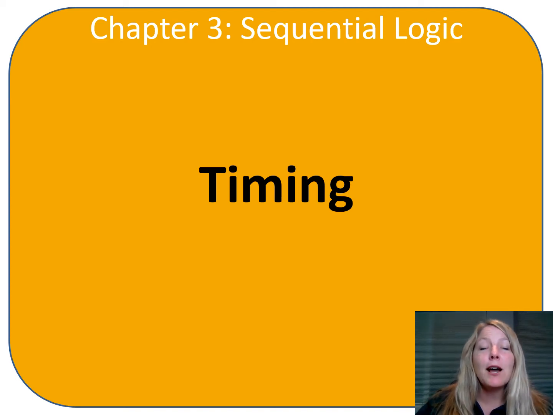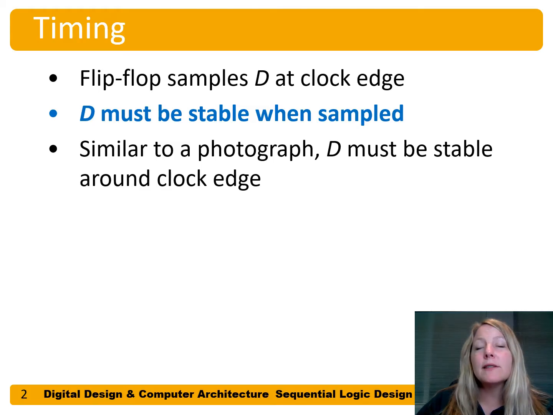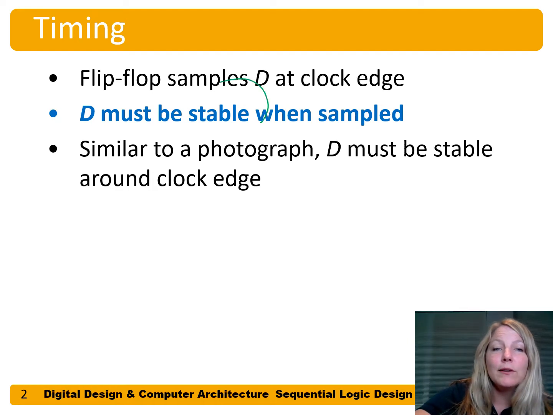Let's talk about timing. How fast can our clock run for a sequential circuit? The timing of a sequential circuit depends on the flip-flop timing and the combinational logic between the flip-flops. A flip-flop samples D at the clock edge, so D has to be stable when it's sampled.